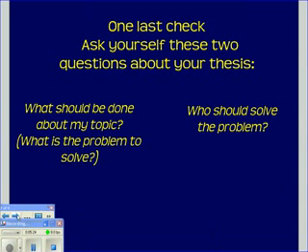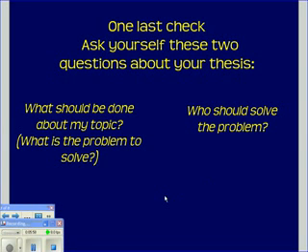So now we need to do one last check. We need to ask ourselves these two questions about the thesis. What should be done about my topic? Meaning, what is the problem to solve? And who should solve the problem? Well, what should be done about my topic is animal testing should be made illegal. We've sort of addressed that already. Who should make it illegal? Who should solve the problem?